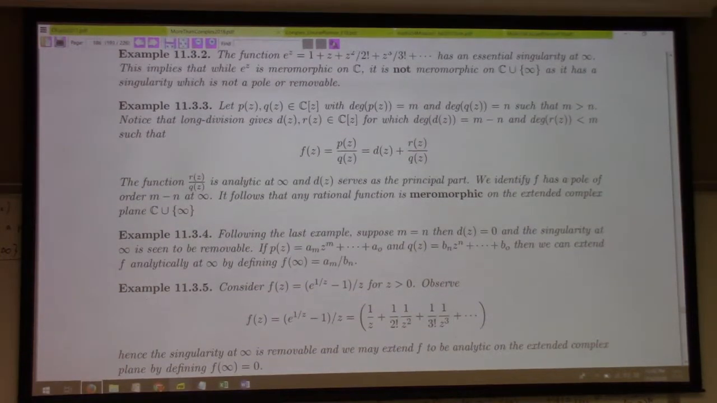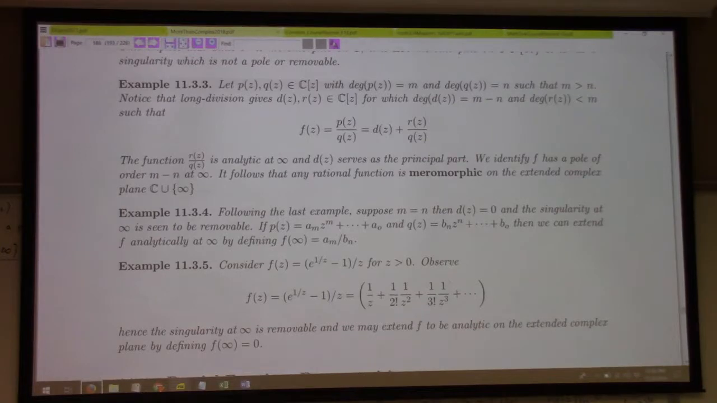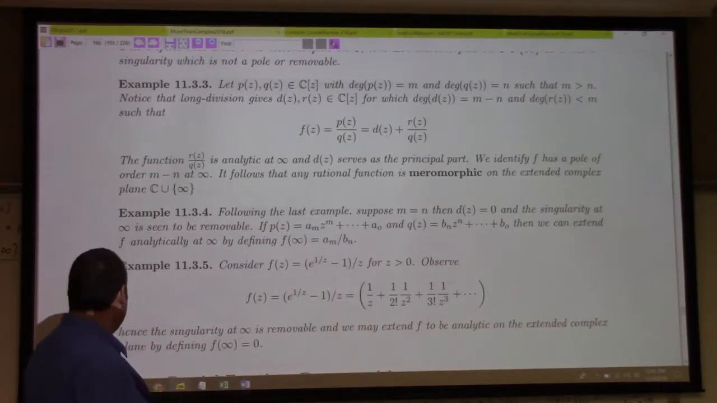Now I do agree, hence the singularity at infinity is removable. Totally agree, because there's no polynomial part to the Laurent expansion centered at 0. And so we can extend f to the complex plane by just saying the value at infinity is 0. Fine with that. But then I say this, oh, but this is what I disagree with. We may extend f to be analytic on the extended complex plane.